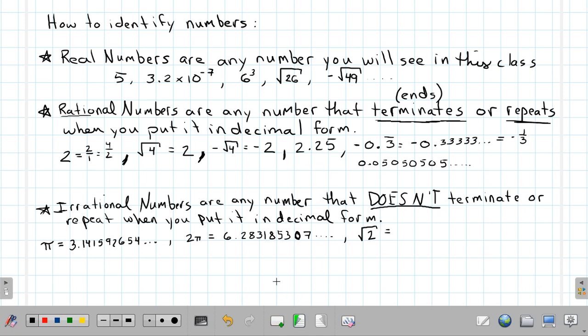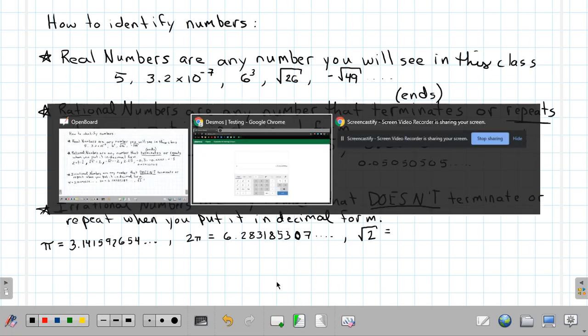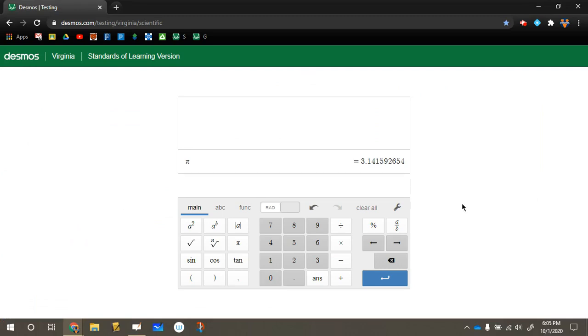So if you look at the square root of 2, once again, going back to the calculator, if you want to type in the square root of 2, you do square root of 2. And you see that they give you the number 1.414213562. But once again, this calculator doesn't do it justice, okay?